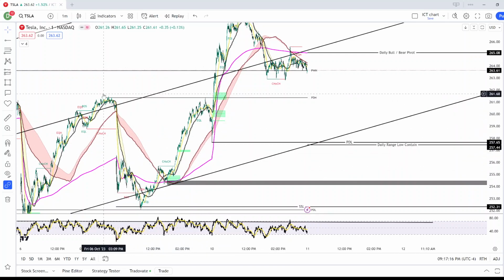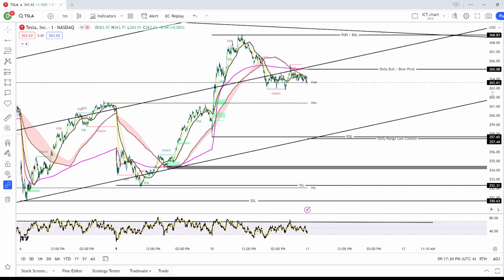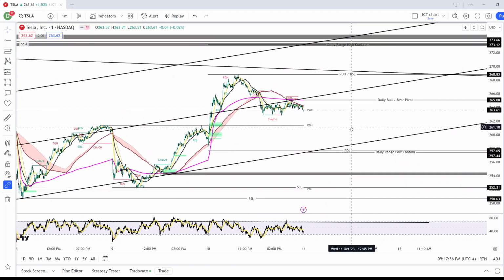And then we also had, again here, we had a very large change of character. And so if you were to mark that off and you saw there's a fair value gap, you'd also say there's an unbalanced price range down here in the mid 261s. And so at least we'd be looking to balance that price range, if not trade lower to some of our other targets. So I hope this analysis has offered you guys some support.